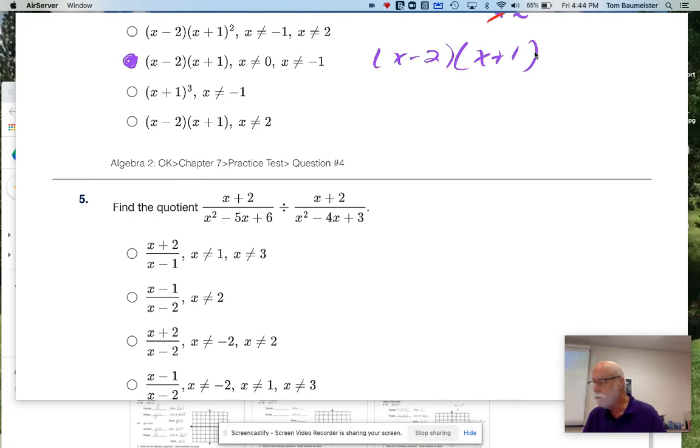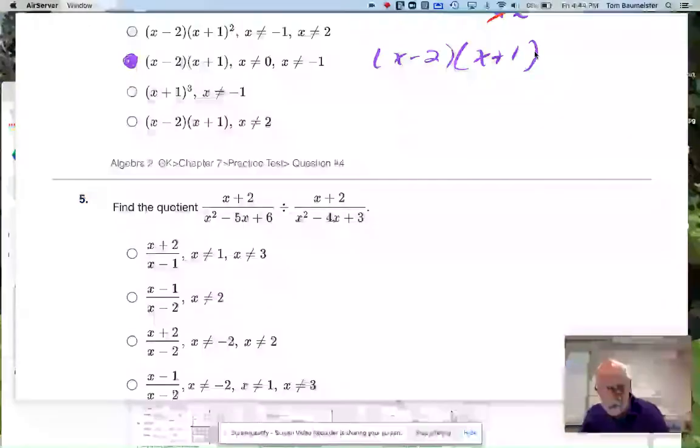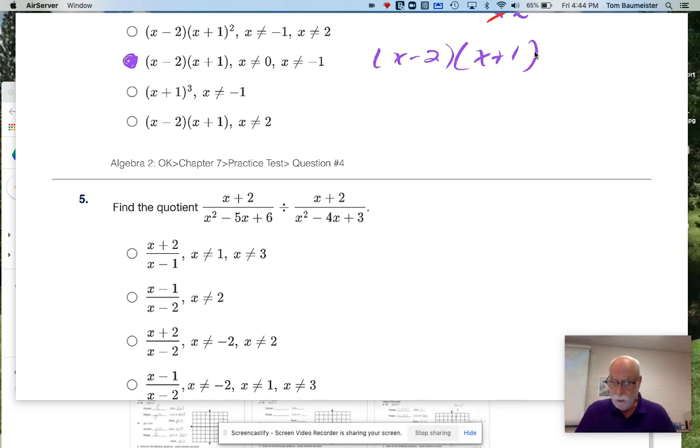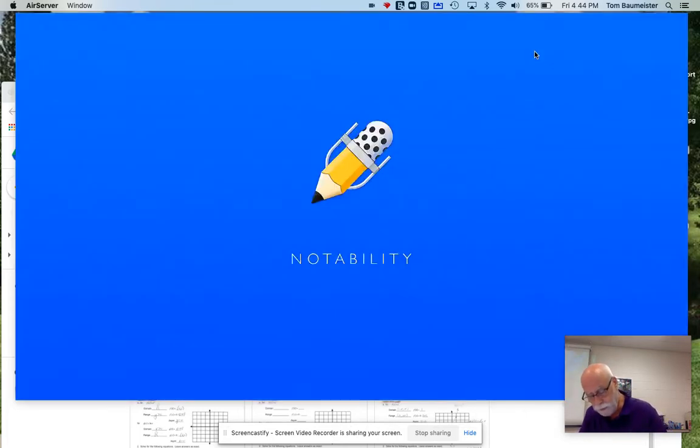All right. So number 5, find the quotient of x plus 2 over x squared minus 5x plus 6, and the second one divided by x plus 2 over x squared minus 4x plus 3.